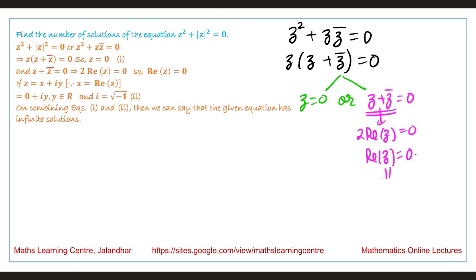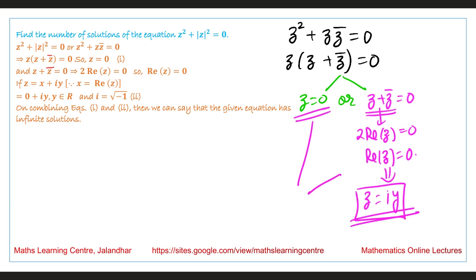So this implies the value of z is equal to iota y. So how many solutions? Either z is equal to 0 or z is of the form iota y. The number of solutions is infinite, because for all real values of y we have the solution z is equal to iota y.